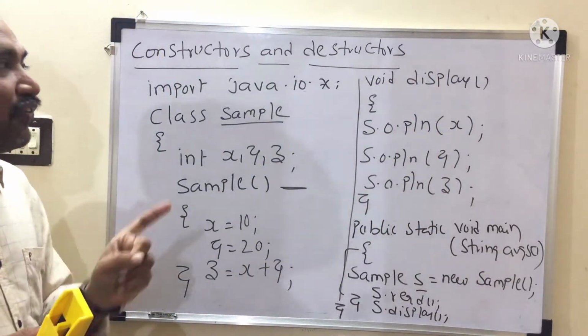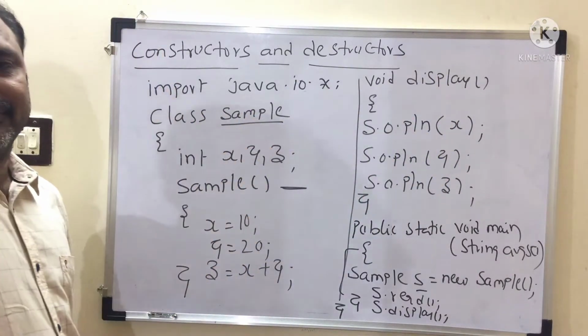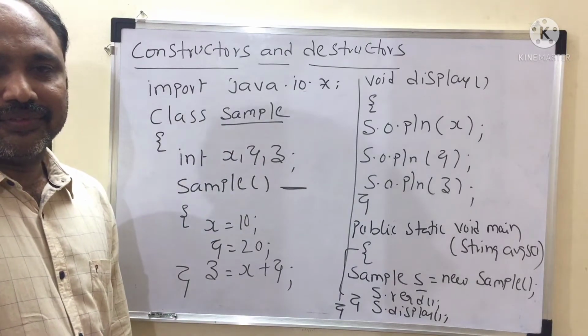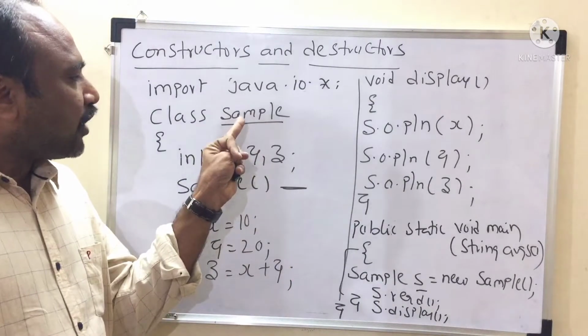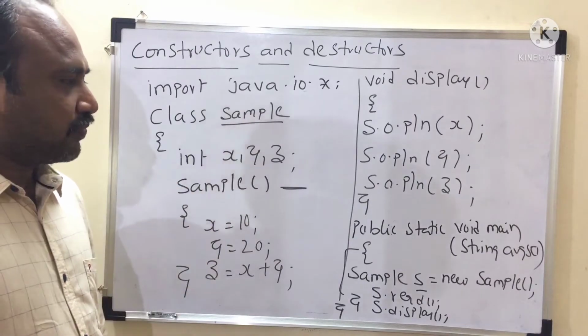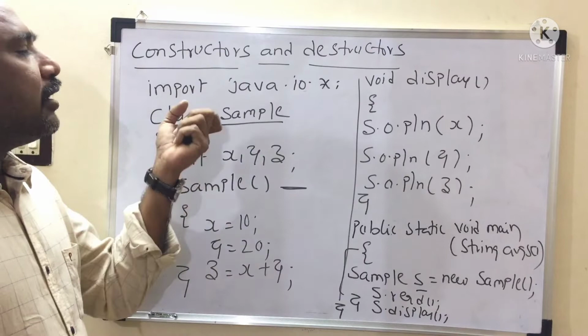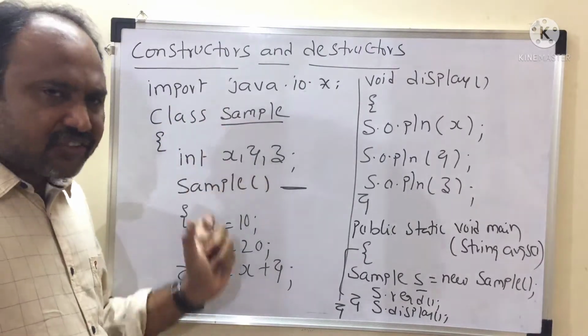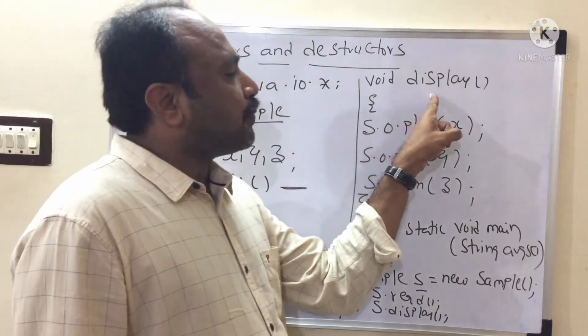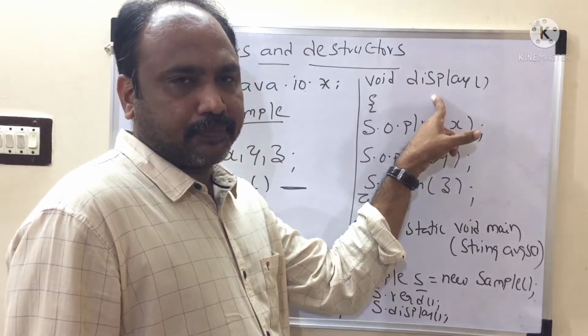See, if a class contains a constructor, now I have to access the Sample class constructor. The same story: a class contains variables and methods. Over here, instead of using a normal method, I am using a constructor. I am using a separate method, the display method.